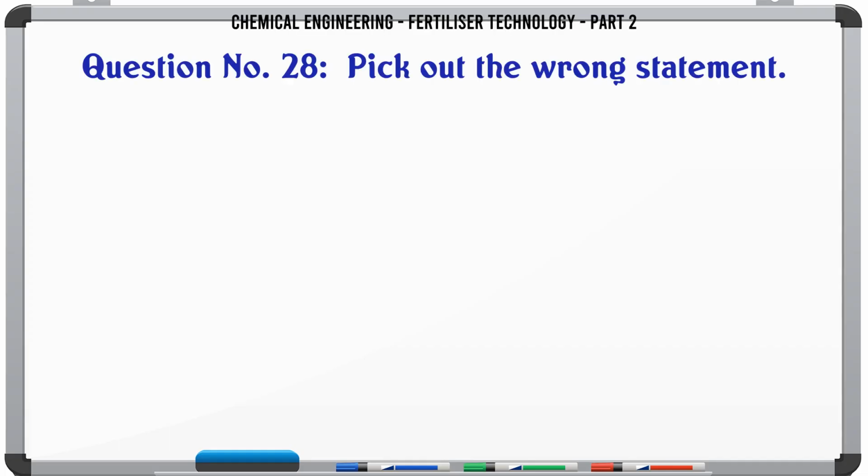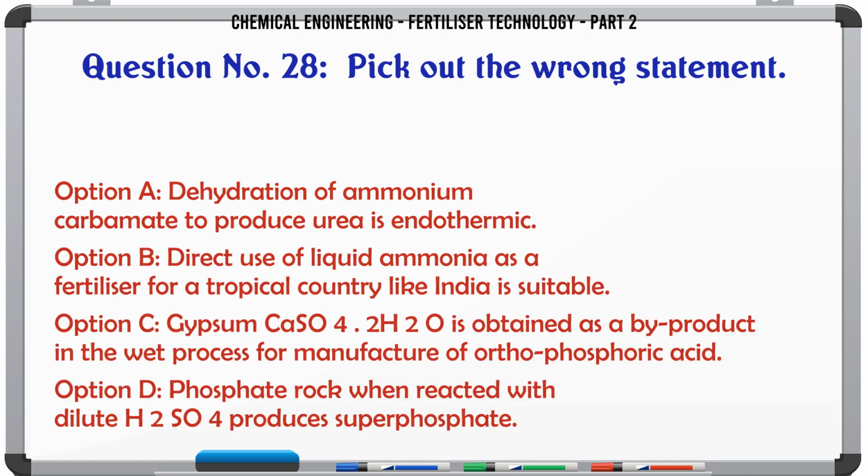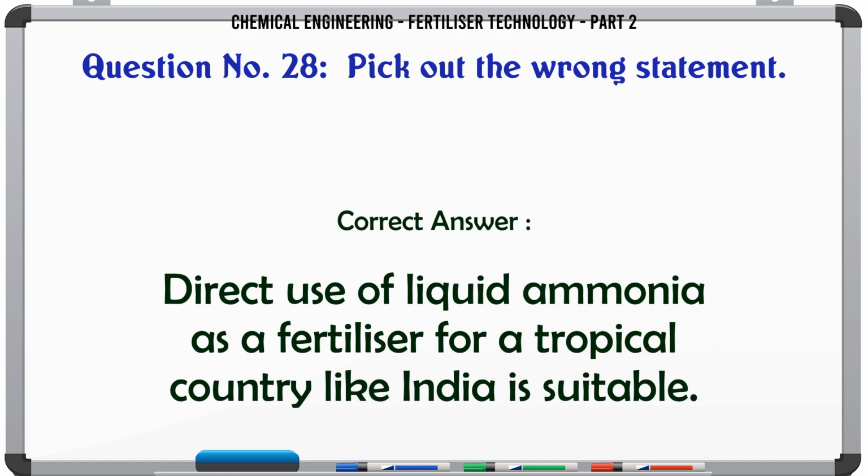Pick out the wrong statement. A. dehydration of ammonium carbamate to produce urea is endothermic. B. direct use of liquid ammonia as a fertilizer for a tropical country like India is suitable. C. gypsum CaSO4.2H2O is obtained as a byproduct in the wet process for manufacture of orthophosphoric acid. D. phosphate rock when reacted with dilute H2SO4 produces superphosphate. The correct answer is direct use of liquid ammonia as a fertilizer for a tropical country like India is suitable.